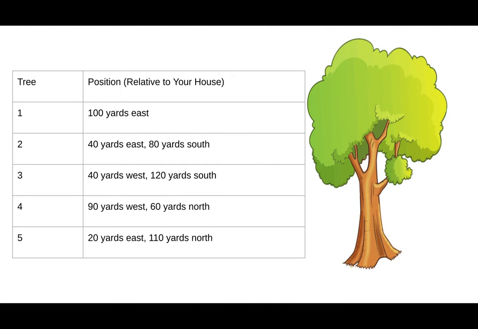So here are the locations of your trees relative to your house, and these are written directionally as north, south, east, and west, which we'll go over right now.